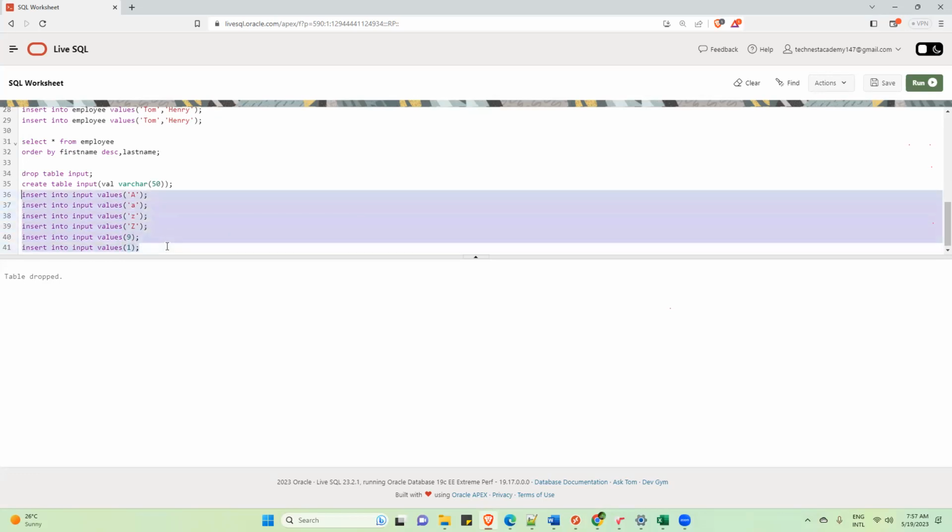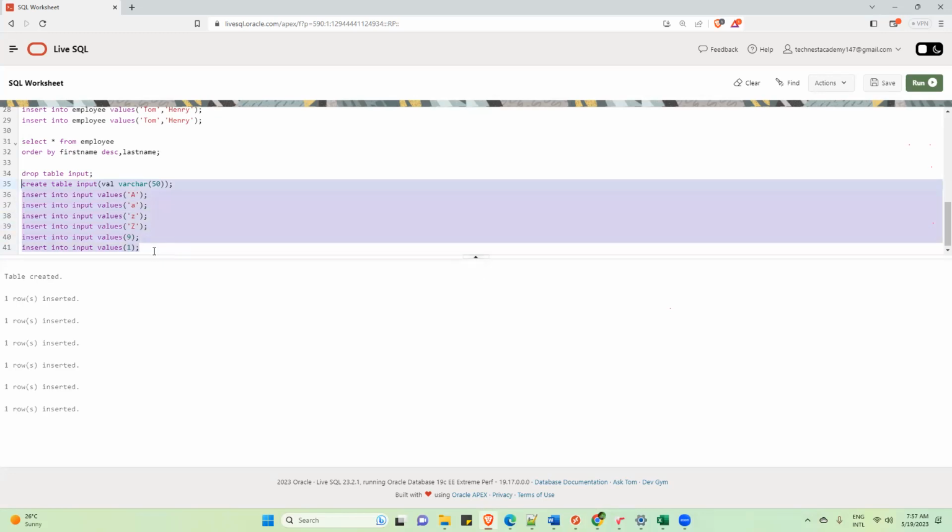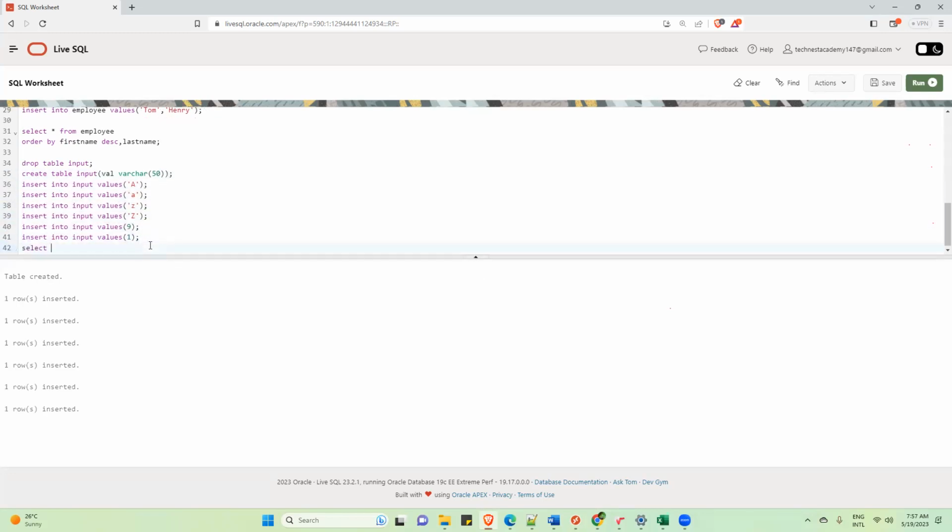Now here I have created an input table, and in this table we have val column. I will show you the data. In this input table we have this data. Now you can see I have uppercase A, lowercase a, lowercase z, uppercase Z, then I have 9, then I have 1. So in this data you have numbers, uppercase, lowercase. Now here I am writing order by val.